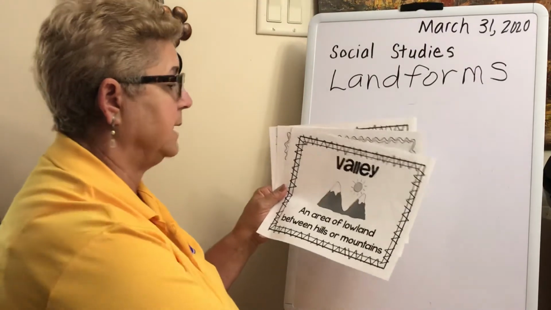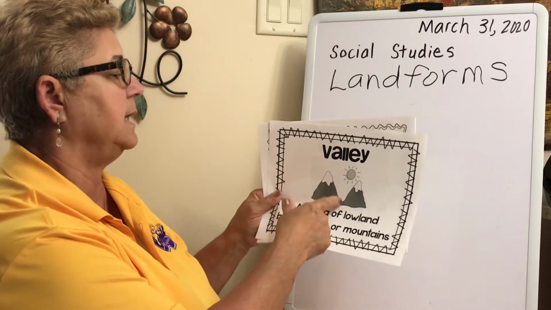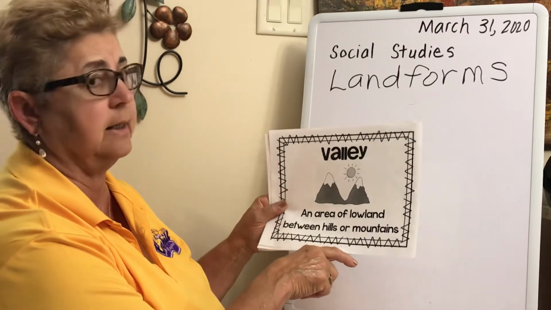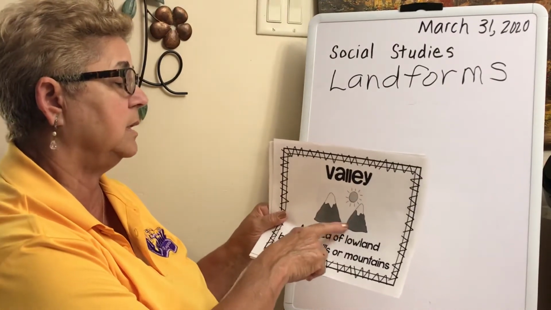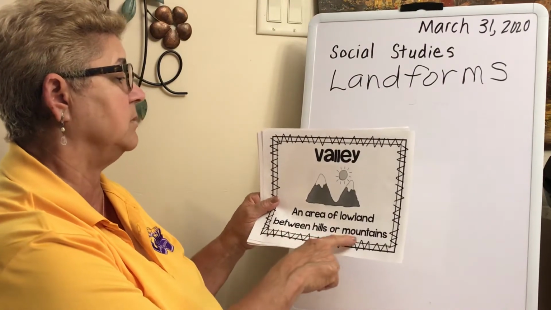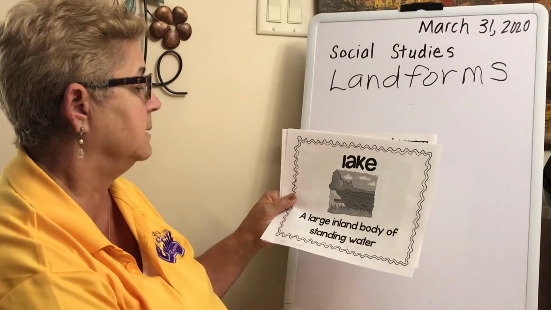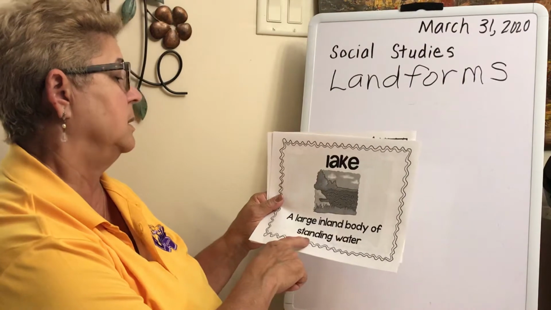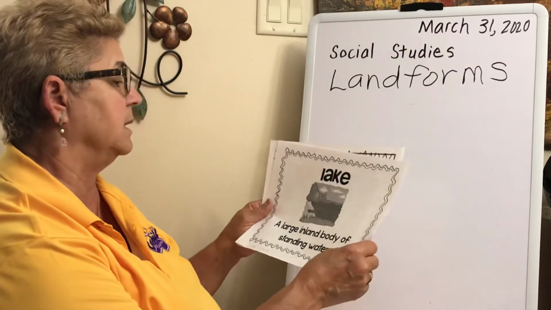Now, if we look at the mountains, this land that is between the mountains is called a valley. And many times people build little towns in this area, an area of lowland between hills or mountains. And here is the lake. A lake is an inland body of water, a body of standing water. And our example would be Lake Pontchartrain.